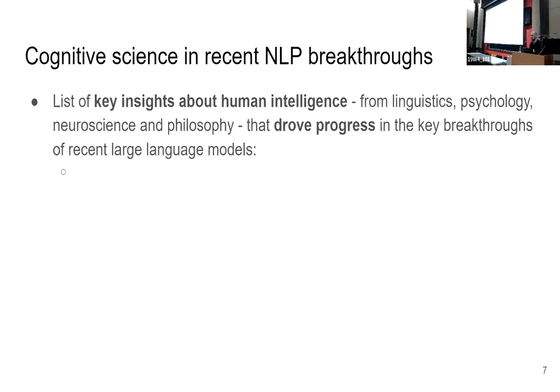And so here's the question. What were the key insights from the study of human intelligence, from linguistics, psychology, neuroscience, and philosophy that drove progress in the key breakthroughs of recent large language models? The models that do translation, text generation, summarization better than we could have dreamed 10 years ago. I would argue that this is the list.